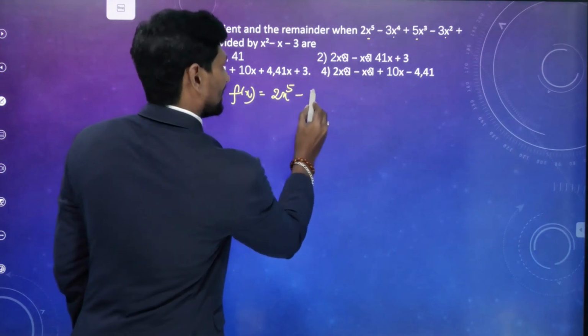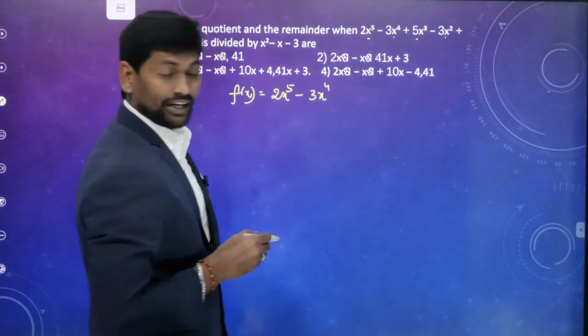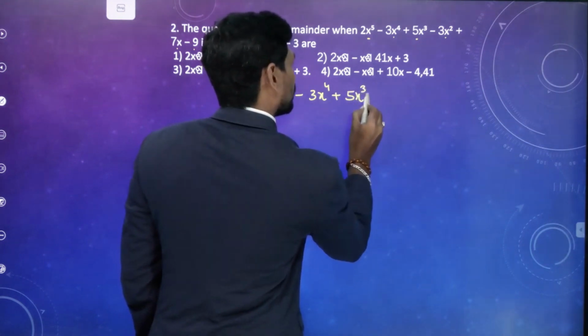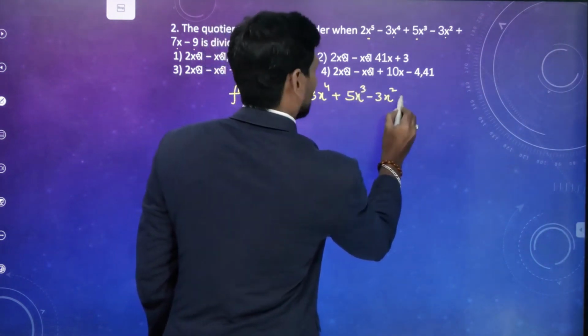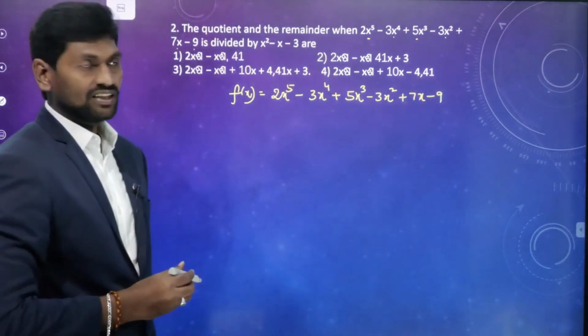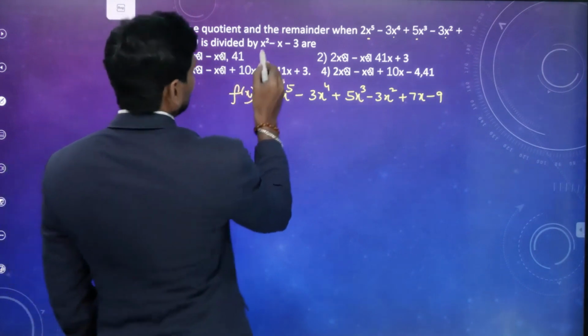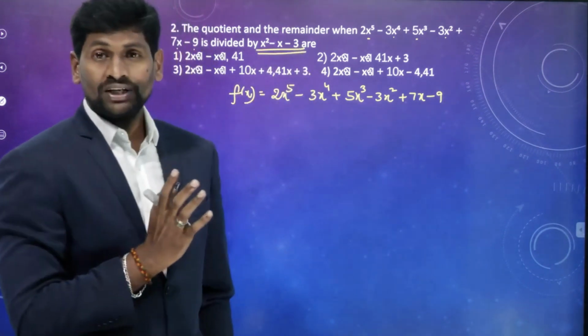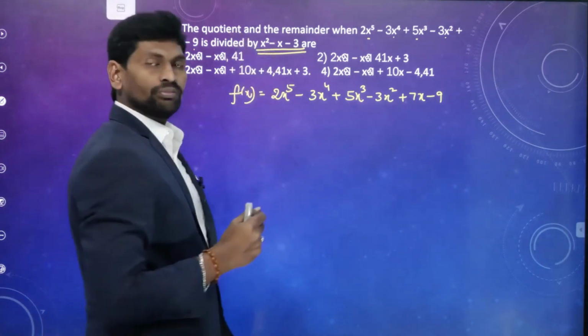Okay. Minus 3x power 4. 2x power 5 minus 3x power 4 plus 5x cube minus 3x square plus 7x minus 9. Okay. Now, what is this? This entire fifth degree polynomial is divided by a quadratic polynomial.